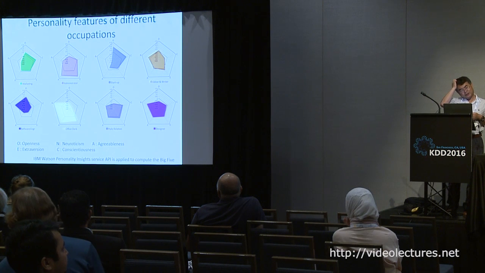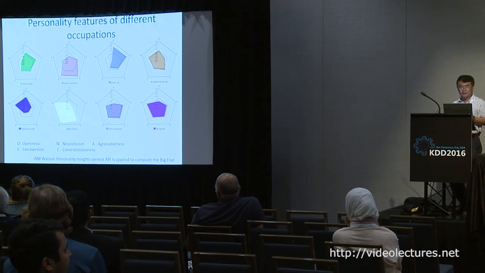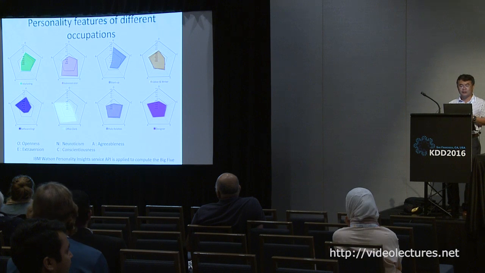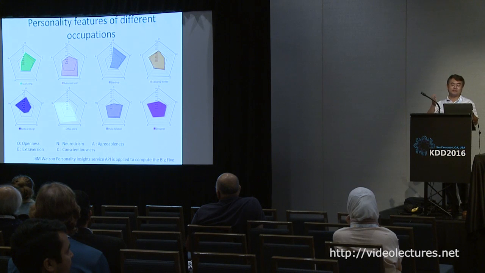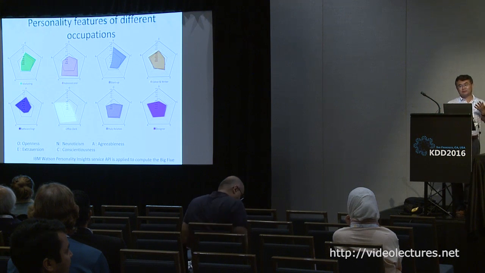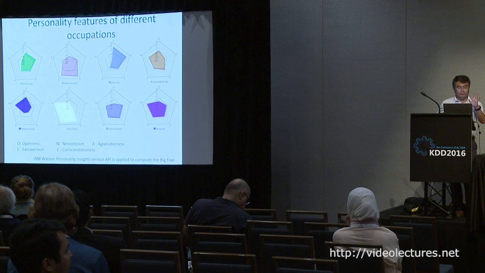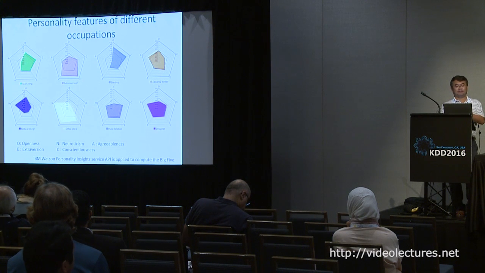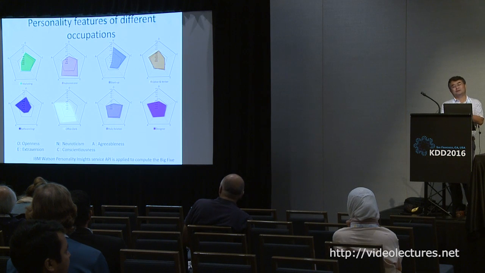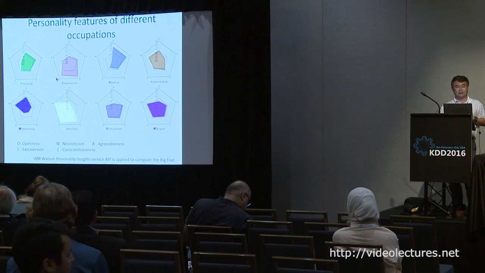The next thing we did is use the IBM Watson Personality Insights API. We basically take the language, the words they use, and map that to the personality space, the Big Five, as I'm showing you here: O, N, A, E, C. Then we aggregate the personality traits of a particular occupation. Now you are seeing these 8 types of occupations, and they look different. This is called a radar graph.